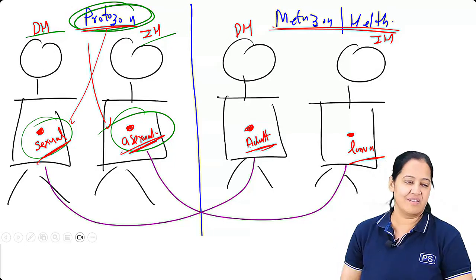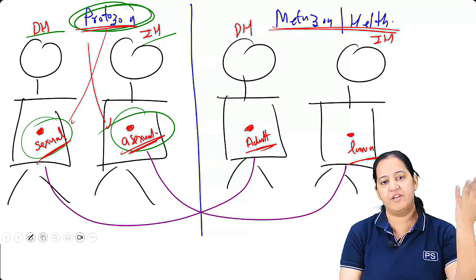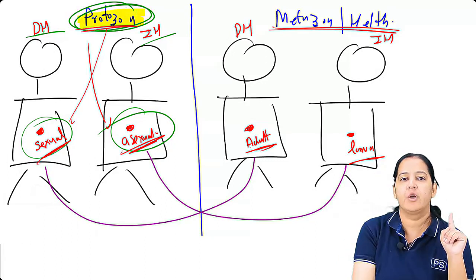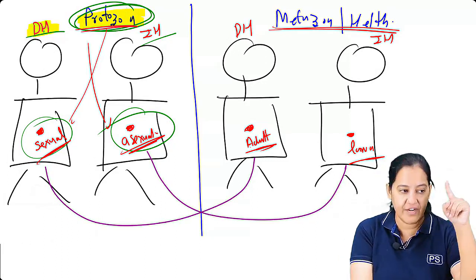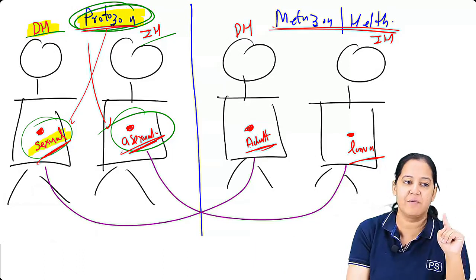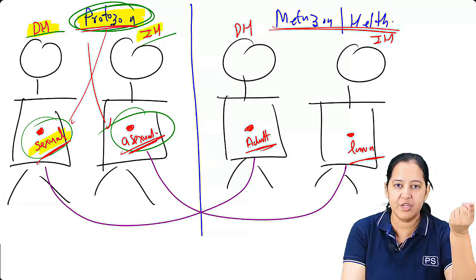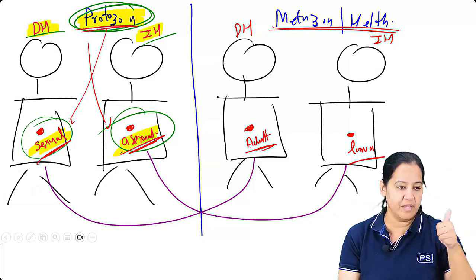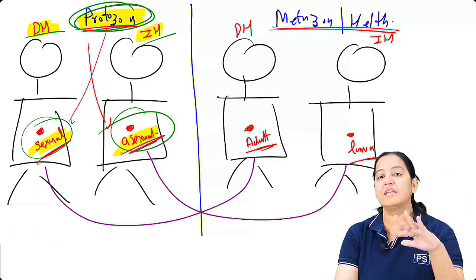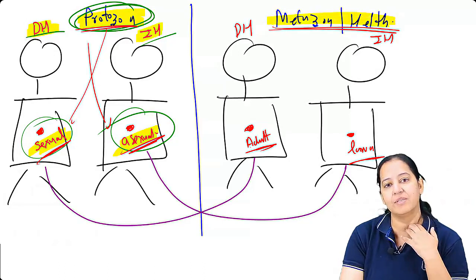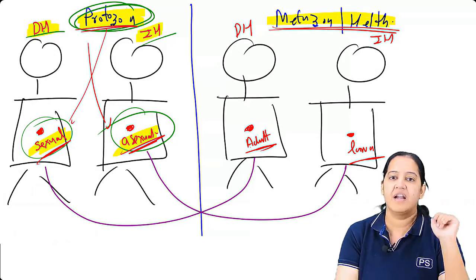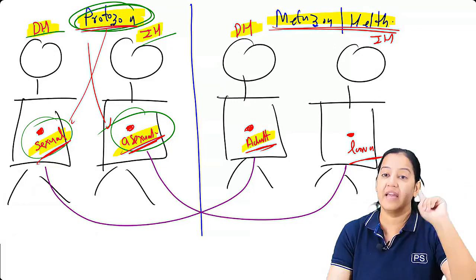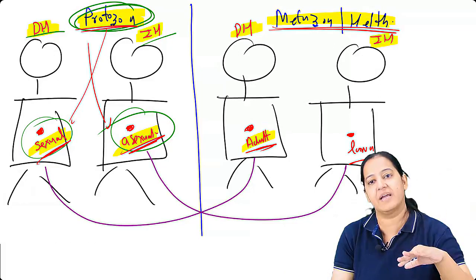So can you define the definitive and intermediate host for protozoa and metazoa? For protozoa, what is the definitive host? You will say, the definitive host is one inside which the parasite is performing sexual cycle. And the intermediate host is one inside which the parasite is performing asexual cycle. Give me a thumbs up. What is the definition for metazoa or helminth? A definitive host is one inside which the parasite is in adult form, and the intermediate host is one inside which the parasite is in larval form.